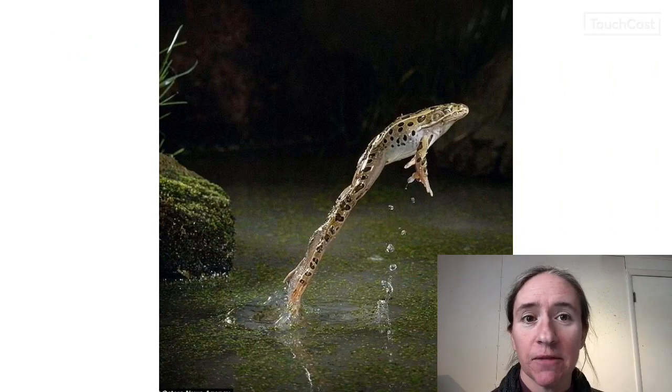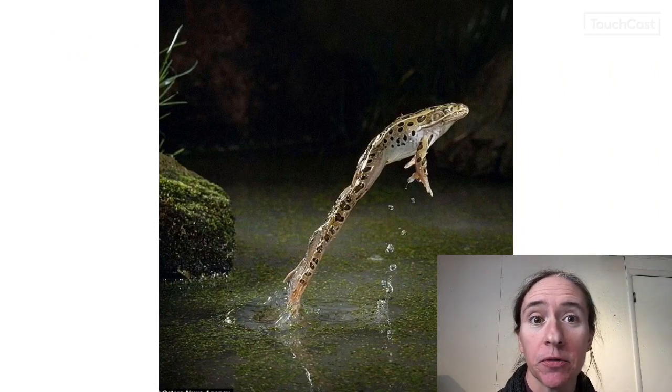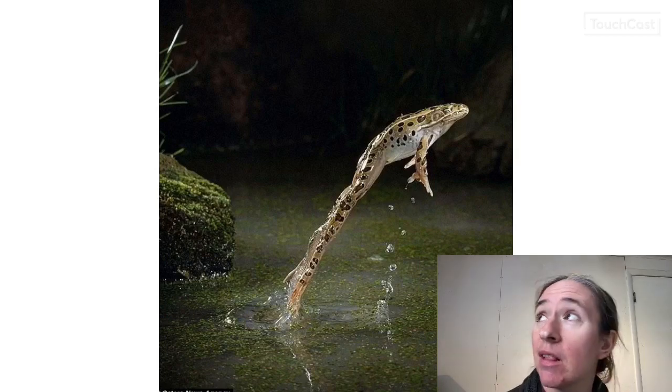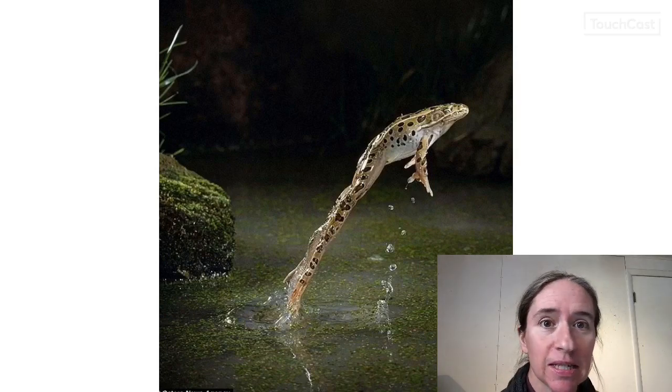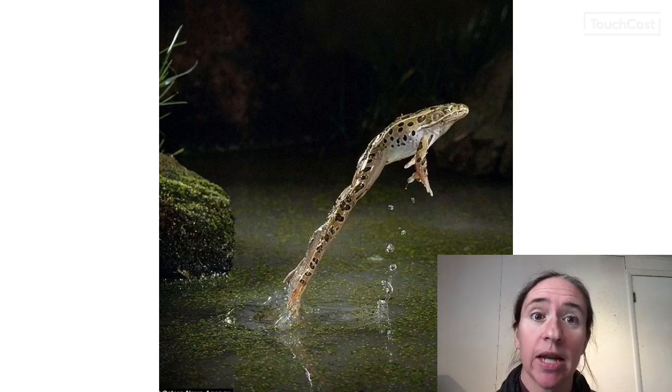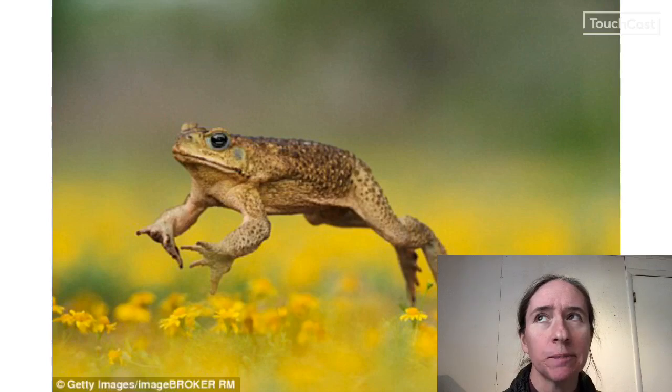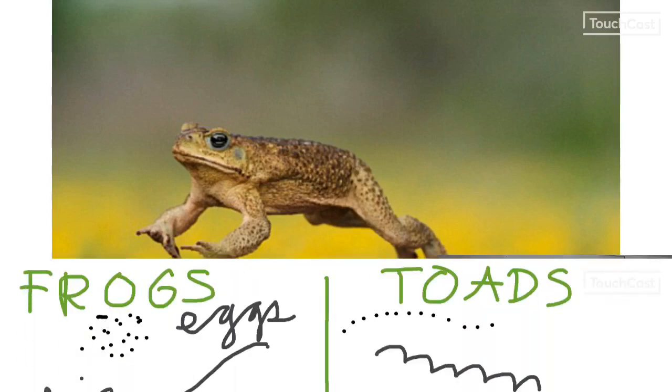The next difference with frogs and toads is how they move. Frogs tend to be really big jumpers. Look at that guy go. Because he's such a big jumper, because they can jump so far, their legs tend to be much longer than toad legs. Toads, on the other hand, are not big jumpers. They're more like hoppers. So their legs tend to be shorter and a little fatter than frogs' legs.